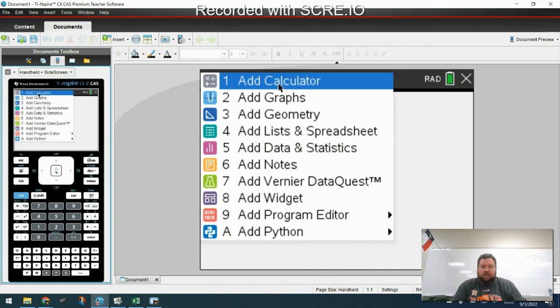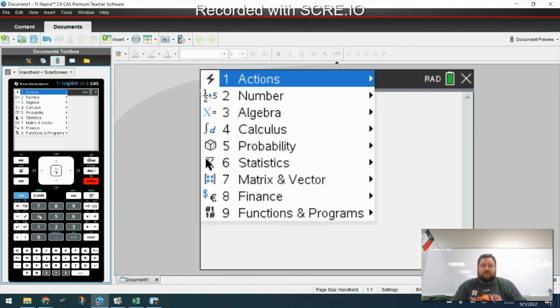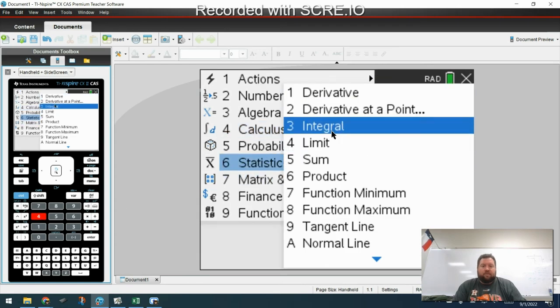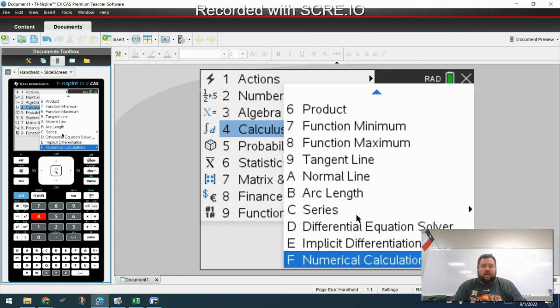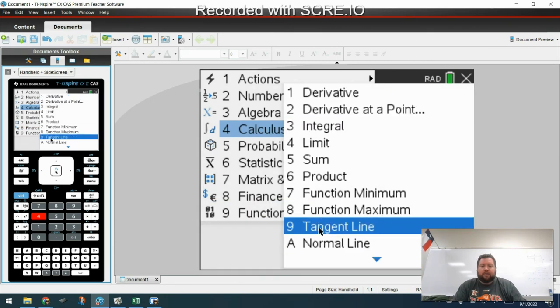Okay, so here's how you would do it. You would go to menu. There's a calculus menu. Again, this is only on the CAS version. And then you've got a bunch of options there. And we should have, there we go, implicit differentiation all the way down, almost at the bottom.